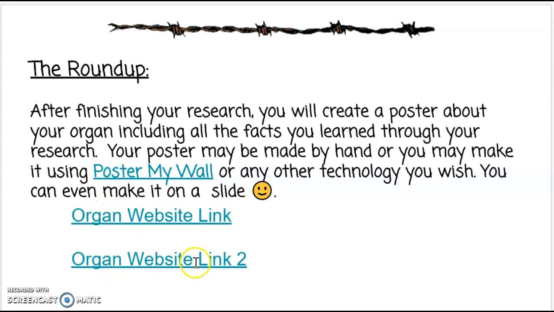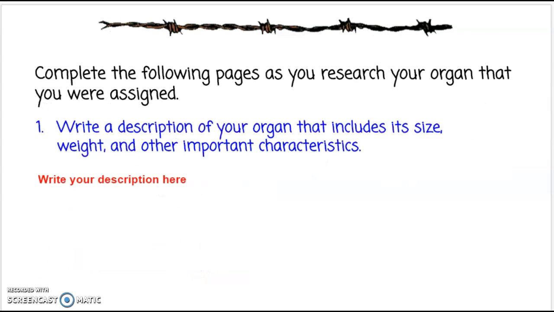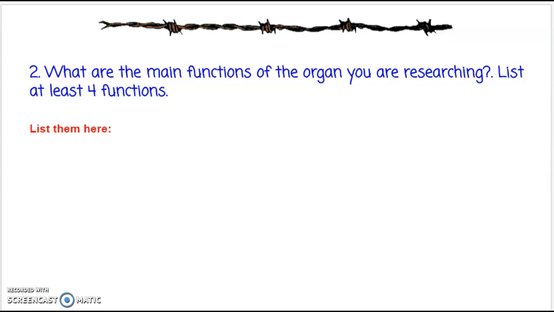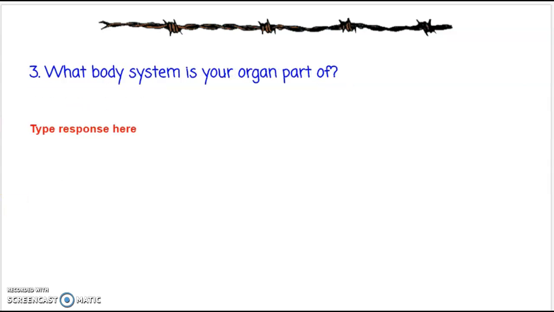There are 2 websites linked here to help you with your research. So you're just going to complete these pages as you look these up. You're going to write a description of your organ that tells me what size it is, the weight, and other important characteristics of it. So is it the size of a fist? What is it? Give me your 4 main functions.